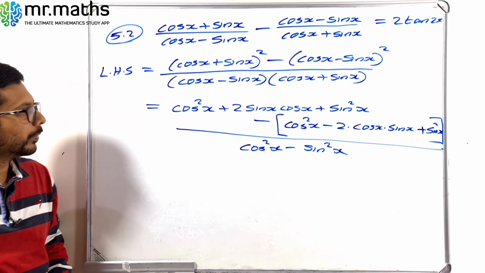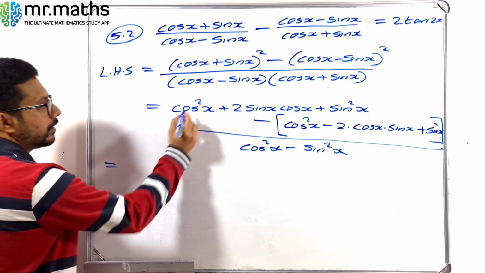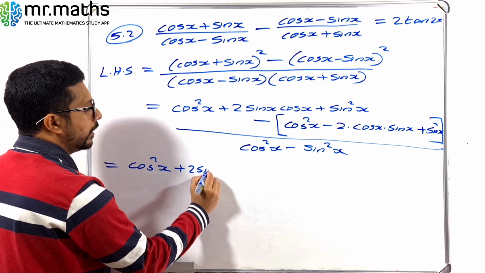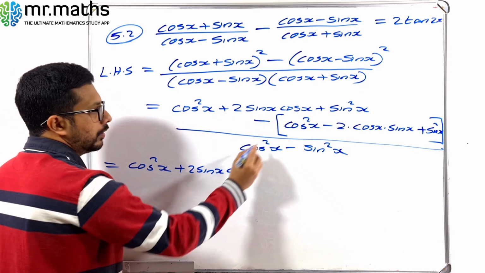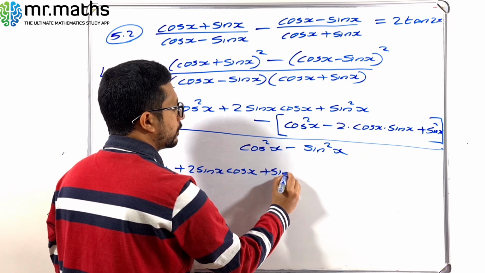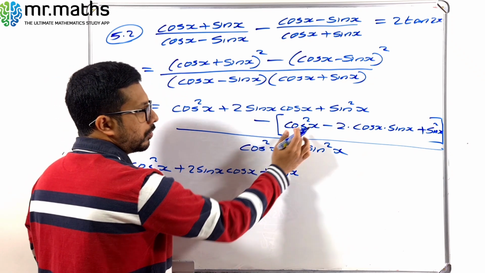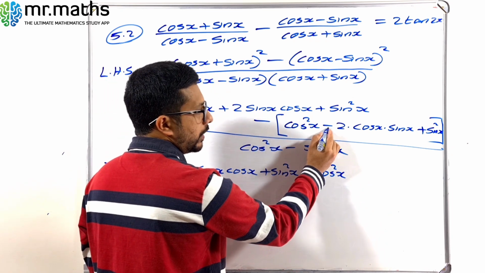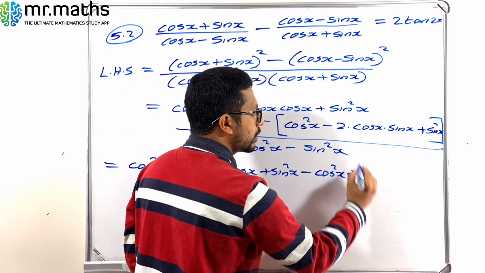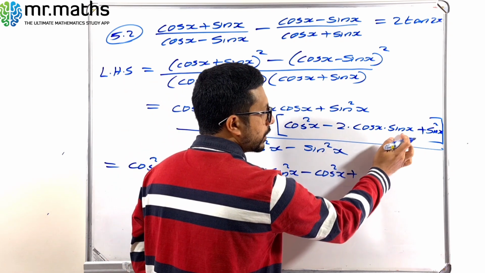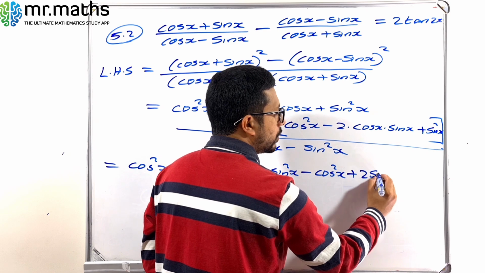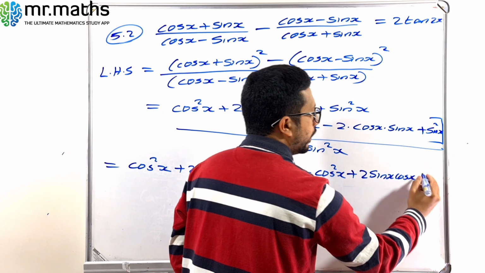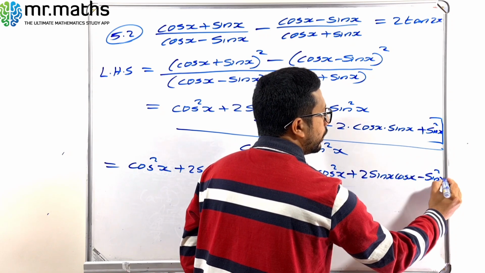Now we can expand the bracket. Let me start it from here. This is cos square x plus 2 sin x cos x plus sin square x. Then minus into cos squared x is minus cos squared x, minus into minus, minus times minus is plus 2 cos x sin x, that is the same as sin x cos x, plus 2 sin x cos x, then minus into plus sin squared x, that is minus sin square x.